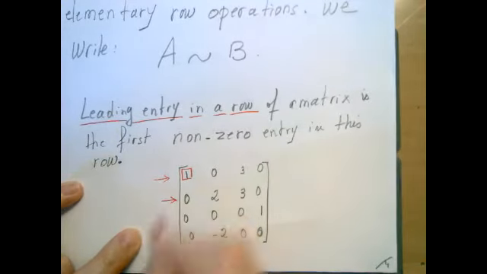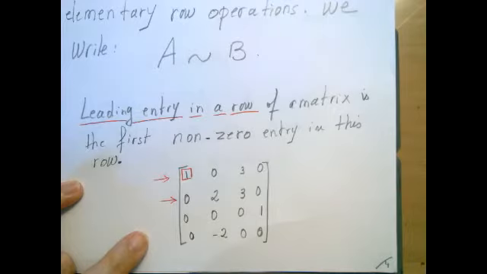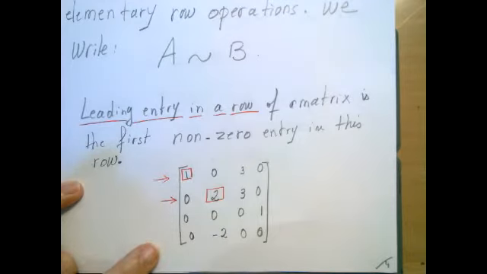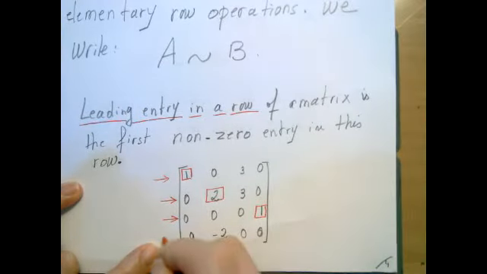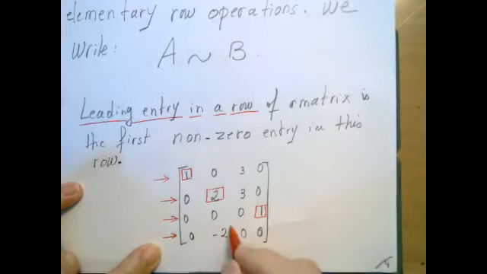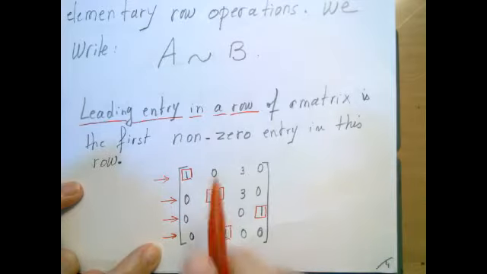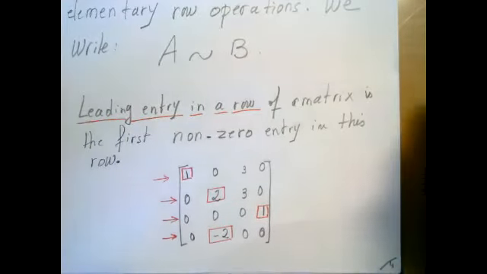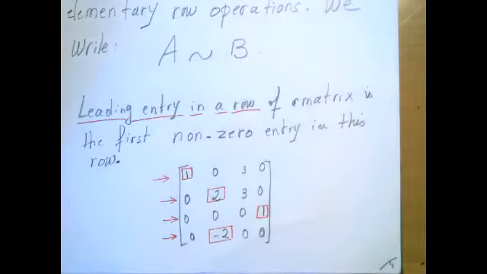Let me take this row. What's the leading entry in this row? The leading entry is the first non-zero term. It's 2 in this scenario. Right here, the leading entry is 1. Right here, the first non-zero term, the leading entry is -2. So when I say a leading term, I mean the first non-zero term in a row: 1, 2, 1, and -2.